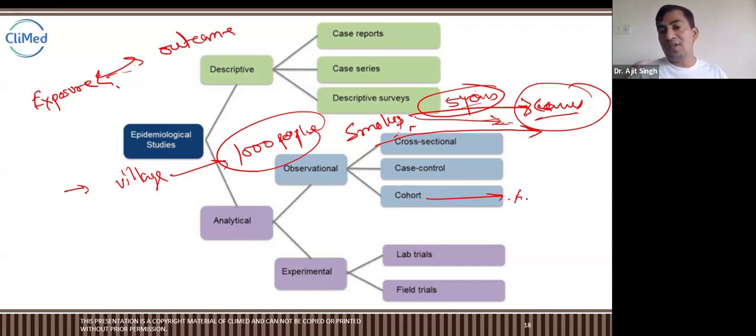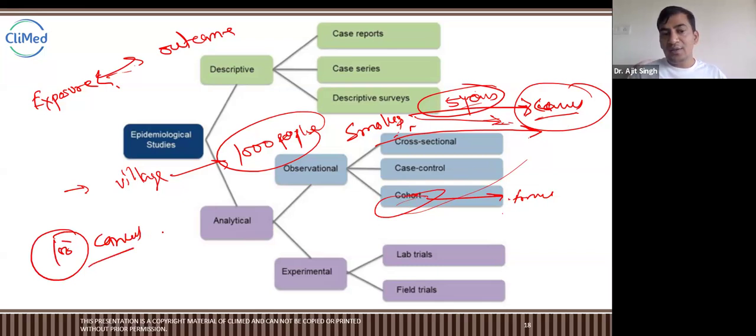Forward studies are cohort studies, where we have the smokers, but we are looking for cancer, right? For 5 years, 10 years, long-term longitudinal studies. Those are cohort studies. But suppose there are 100 people with cancer, but we don't know how the cancer has happened.